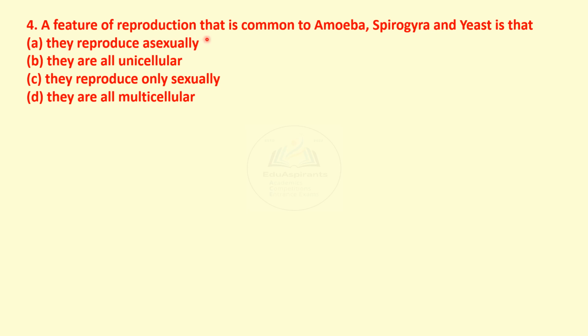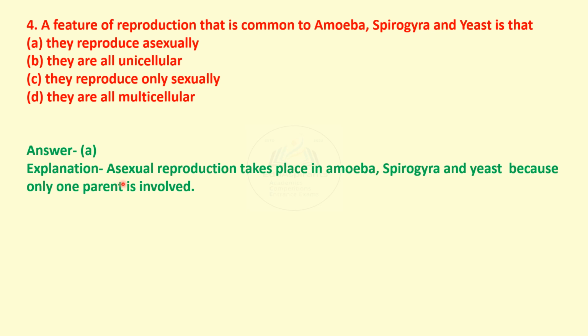4. A feature of reproduction that is common to amoeba, spirogyra, and yeast is that they reproduce asexually; they are all unicellular; they reproduce only sexually; they are all multicellular. Mark your choice. Let us see the answer. It is A. Asexual reproduction takes place in amoeba, spirogyra, and yeast because only one parent is involved. So, asexually.